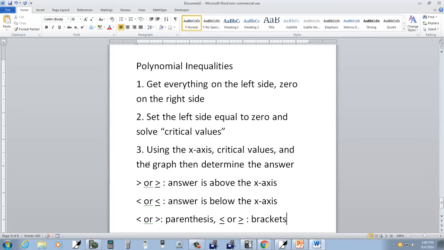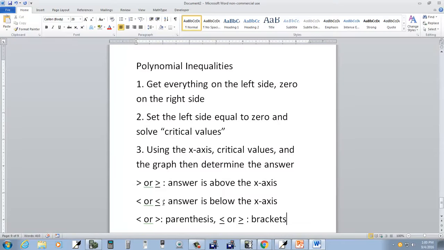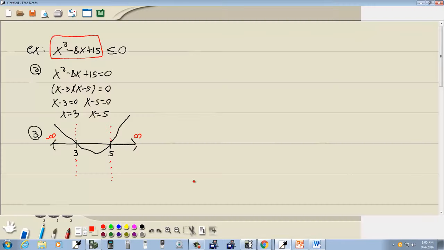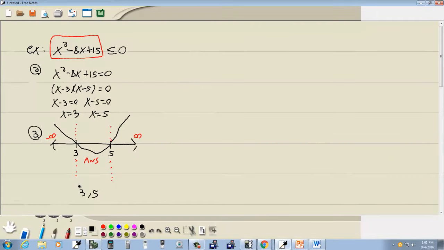Okay, now our problem's a less than or equal to. And we said a less than or equal to, our answer is below the x-axis. So you look where your graph is below the x-axis. And it's below the x-axis in this middle interval. So this is going to be our answer. Now, that interval, by the way, is from 3 to 5, so I do 3, 5. Now, the less than or equal to says we use brackets, which means we put brackets on these numbers. And that's our answer.